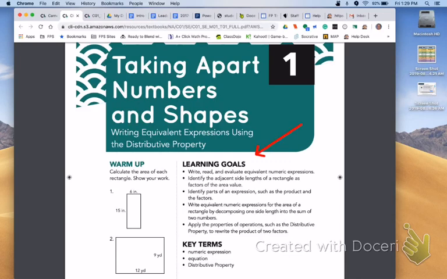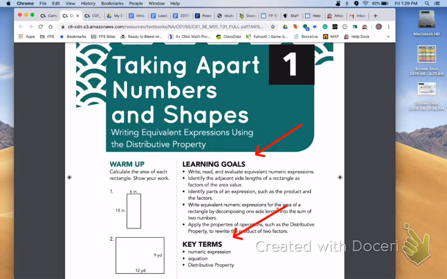Learning goals for today: write, read, and evaluate equivalent numeric expressions. Identify the adjacent side lengths of a rectangle as factors of the area value. Identify parts of an expression such as the product and the factors. Write equivalent numeric expressions for the area of a rectangle by decomposing one side length into the sum of two numbers. And apply the properties of operations such as the distributive property to rewrite the product of two factors.